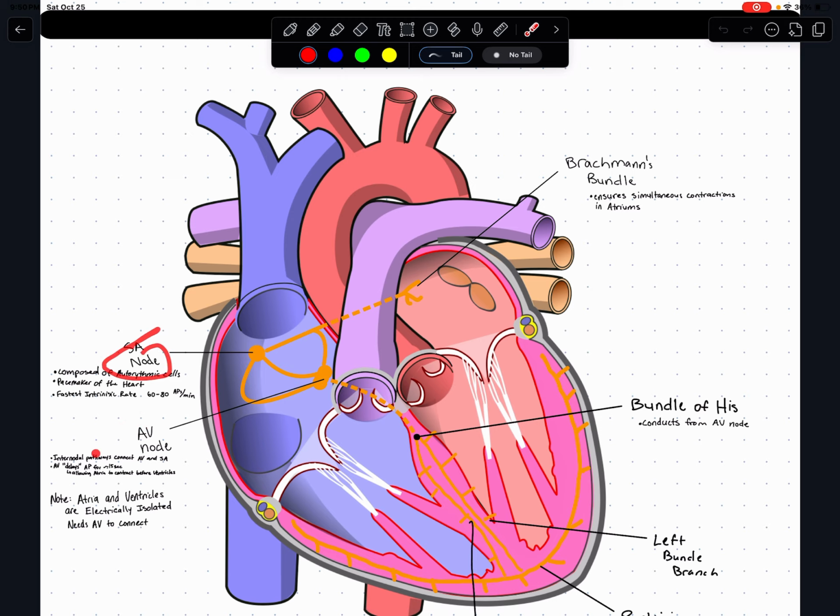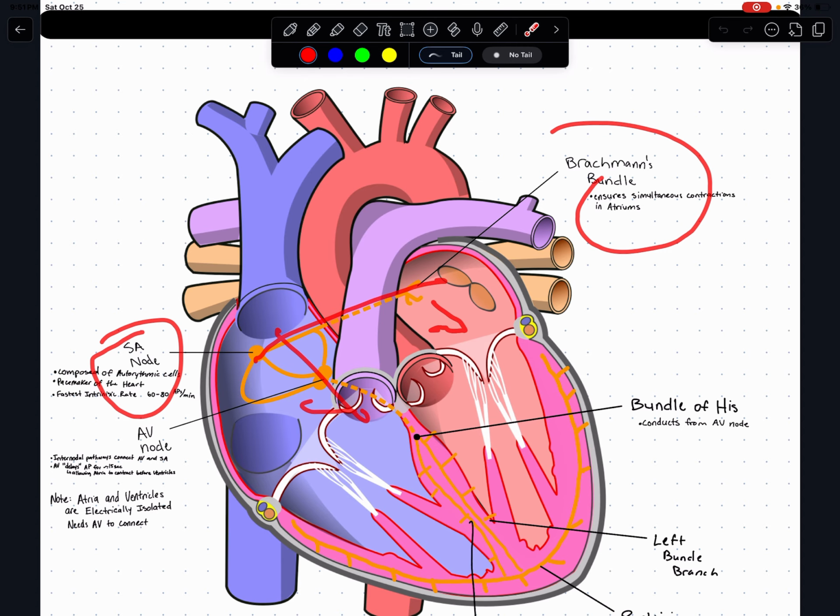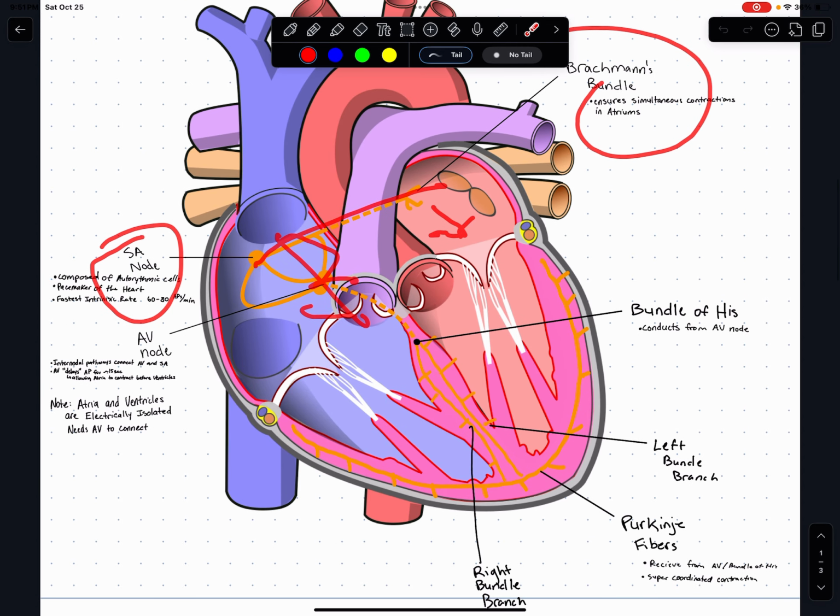This one will set it, and the rest of them will actually feel that. And it's going to send it over here to Bachmann's bundle. And so what this one does is these two are connected because you want your atria to do a contraction at the same time. So this over here, it says right here, ensures simultaneous contractions in the atria. So this one's setting the pace. You're sending it into the atria, and then now you have the AV node.